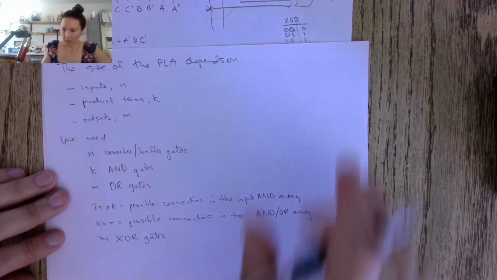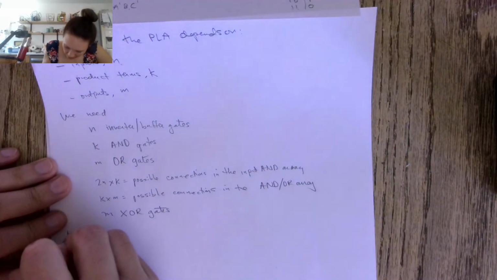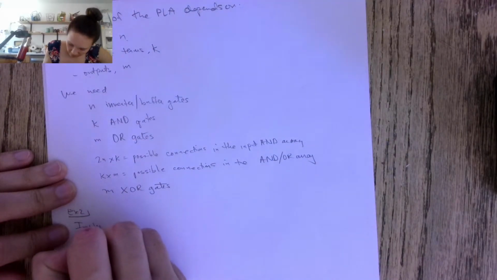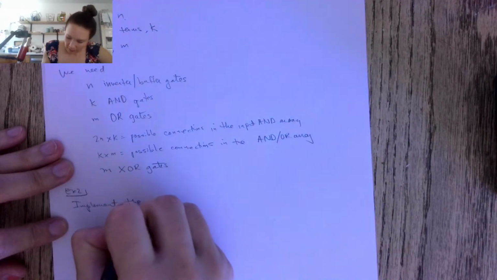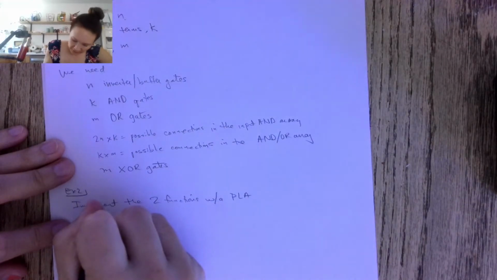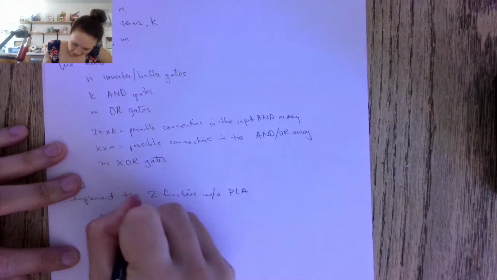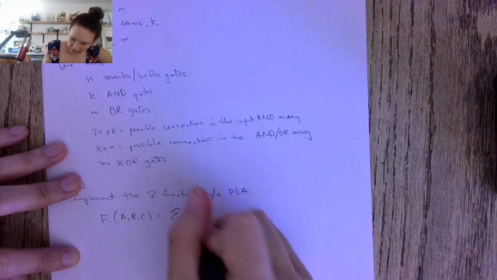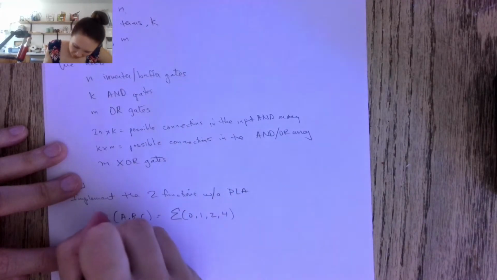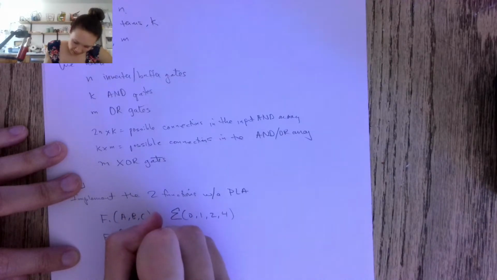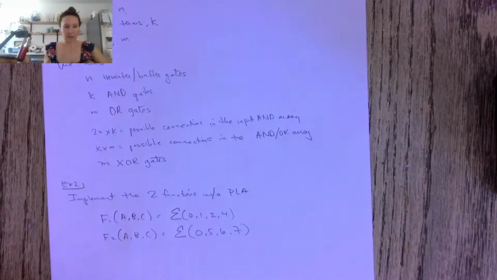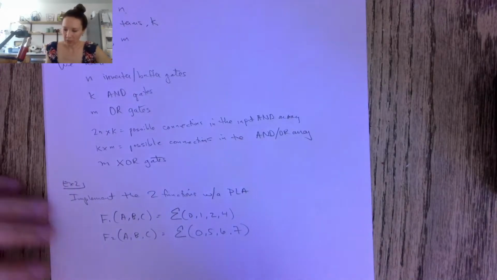Let me show you another example. This will be example 2. Suppose we want to implement two functions with a PLA. Let's say our functions are F1, with inputs A, B, and C, given to us in sum of minterms notation: 0, 1, 2, and 4, and function 2 of A, B, and C is a sum of minterms 0, 5, 6, 7. So we have two different functions here. We want to put this into a PLA.